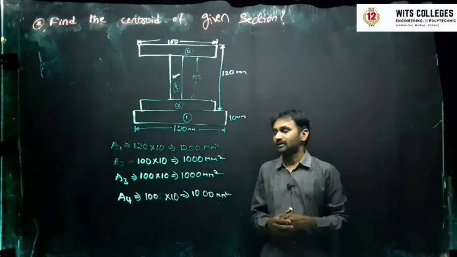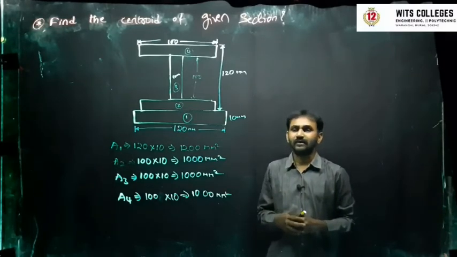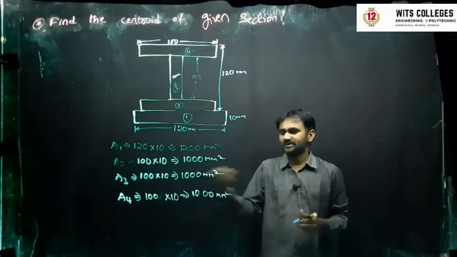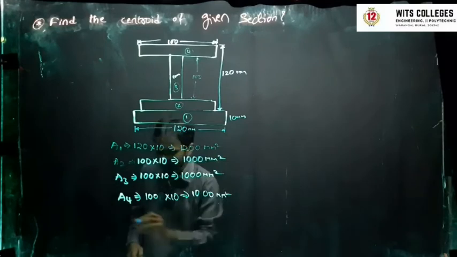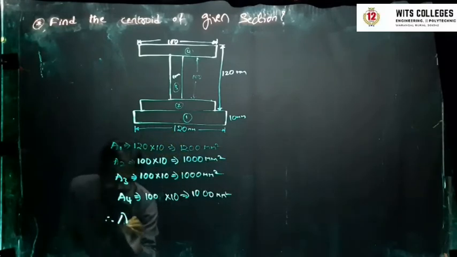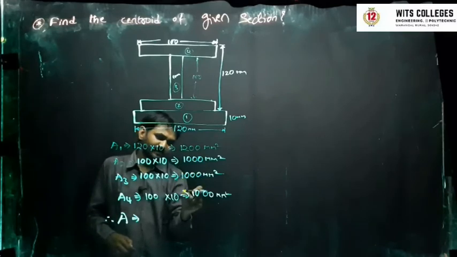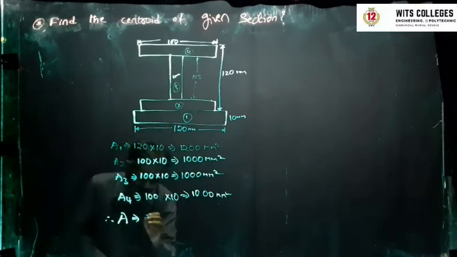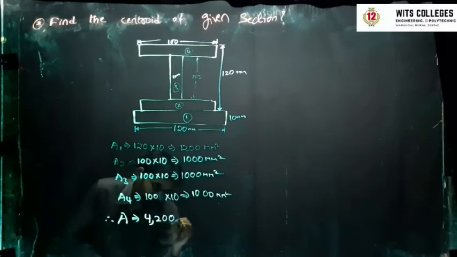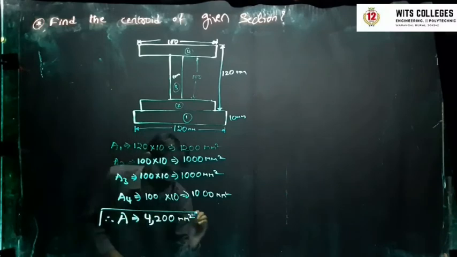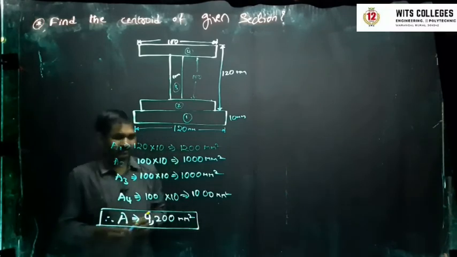Now we have to find out capital A. What is capital A? We know it very well. Capital A is equal to A1 plus A2 plus A3 plus A4. Therefore, capital A equals 1200 plus 1000 plus 1000 plus 1000. This is 3000, so 4200 is my capital A. So this is my total area.